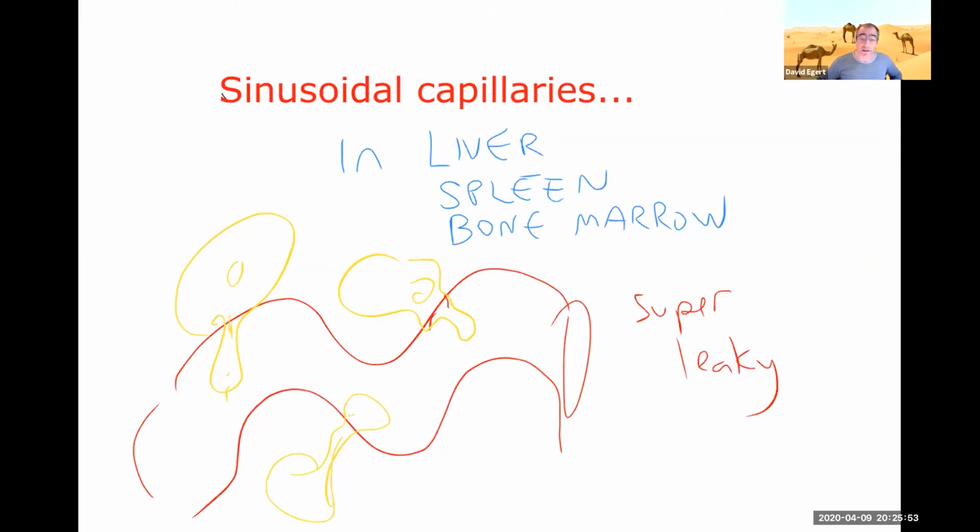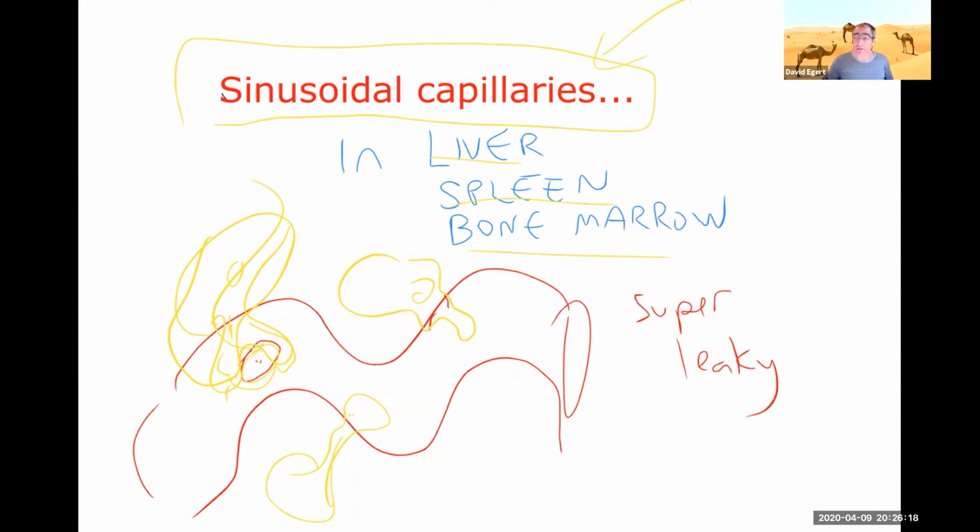Like in the liver and in the spleen, this is where if you have worn out red blood cells, these macrophages, these white blood cells, will come in and eat stuff, trying to clean up and refresh your blood here. So sinusoidal capillaries are only going to be in these very special places where blood is being processed. They're important, but very specific to certain places.